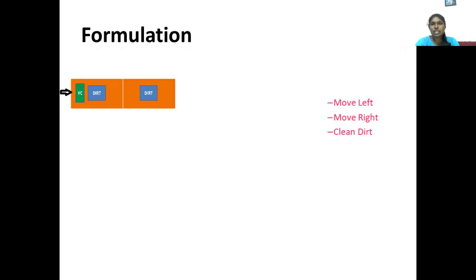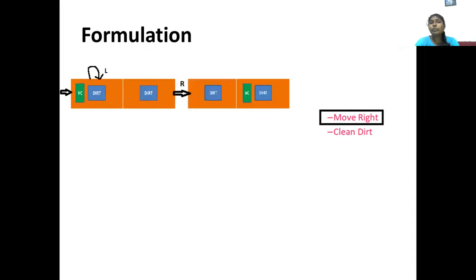So this is our first state. In this state, I have 3 possible actions to be performed: either the vacuum cleaner will move left, move right, or clean dirt. Okay, so we'll see one by one. The vacuum cleaner is already on the left side, so it can't move left anymore. So the action move left will remain in the same state. And when it moves right, it makes a transition to another new state. Dirt in both the rooms will remain as it is, but the vacuum cleaner will be moved from the left side room to the right side room.